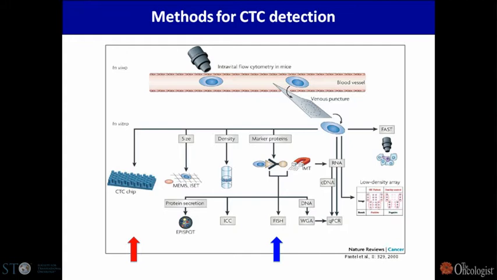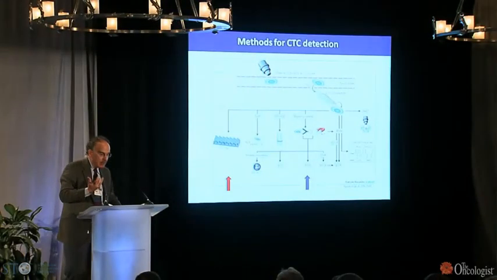But there are a number of good technologies. The commercial one is the one that's shown in blue, and this is the Veridex system that's marketed by Johnson & Johnson. It involves using an antibody against EpCAM, epithelial cell adhesion molecule, which is common in epithelial cells, absent in blood cells. The antibody is conjugated with a magnetic nanoparticle. A huge magnet is then applied across this field, and cells get sucked out to that part of the tube. It's a very elegant mechanism.